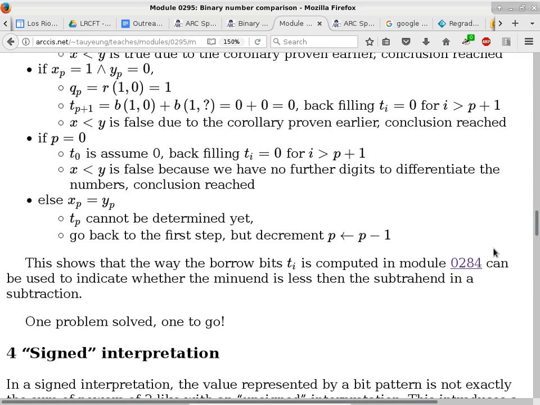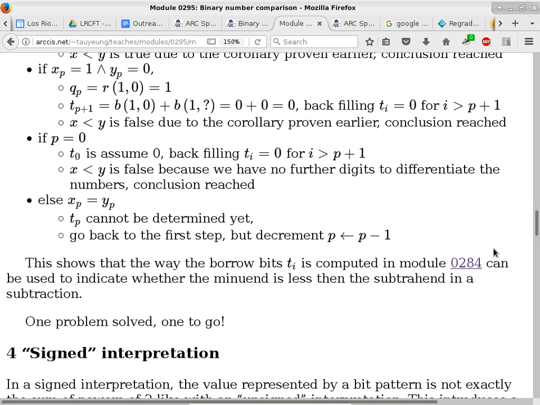Okay, so the other case is what happens when xp is a 1 and yp is a 0, because that's the other way for the bits to be different. Using very similar reasoning, we can guarantee that tp plus 1 is a 0, and tp plus 2 is also a 0. We can propagate that all the way back to tm, so that tm is a 0.